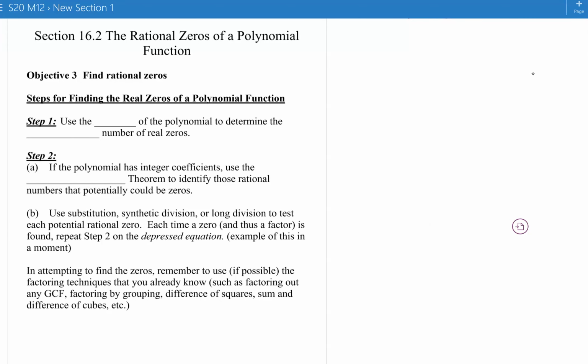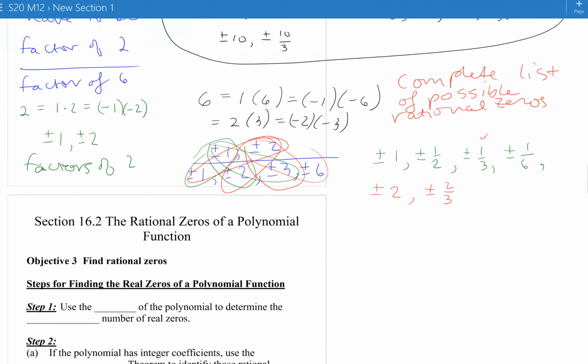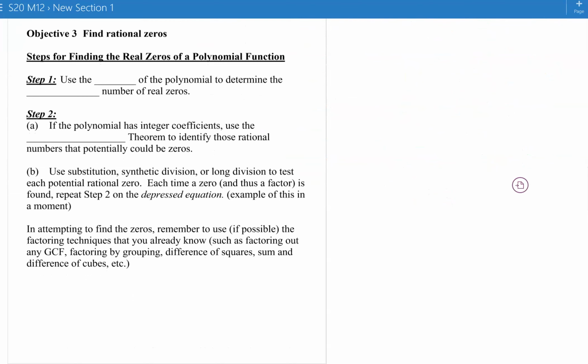So continuing on with section 16.2, finding the rational zeros of a polynomial function, let's work on actually finding the zeros. In the previous objective, we found the complete list of possible rational zeros, but now we have to find out which of those actually work. So you're going to use the degree of the polynomial to determine the maximum number of real zeros, because you can't get more zeros than the degree of the polynomial.